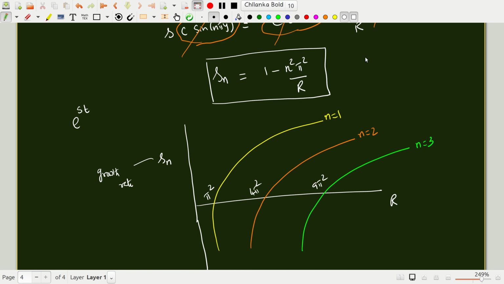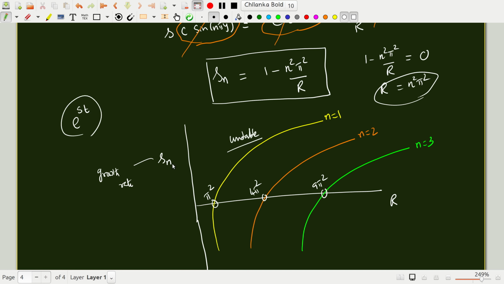All you have to do is set this to 0, so you'll get 1 minus n squared pi squared by r is 0. Okay, that is the point where it crosses 0, right? So what is that value of r at which it crosses 0? So r will become simply n squared pi squared. Okay, for different values of n, you will get different values of r at which the eigenvalue crosses 0. So this is unstable because it is growing exponentially when the real part of s is positive.